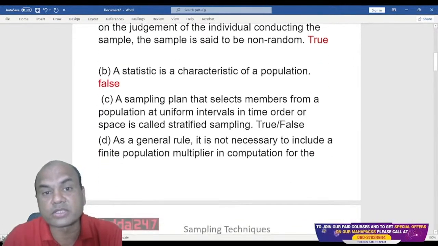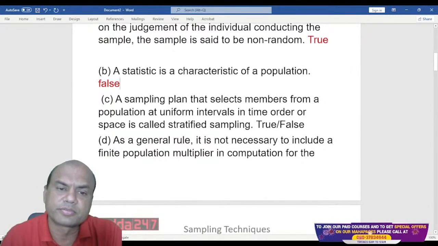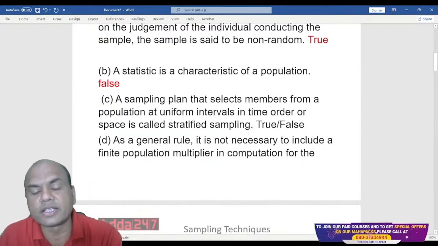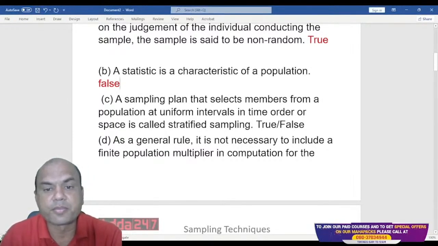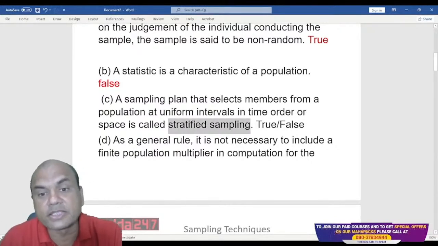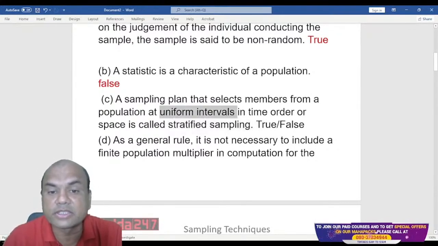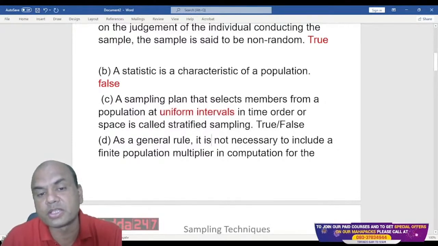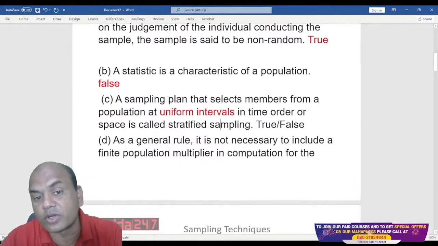See, such questions are asked to you in the exam and you need to be very clear in your mind about it. A sampling plan that selects members from a population at uniform intervals in time order or space is called stratified sampling. The important words here are uniform intervals. So the sampling plan which selects the members at uniform intervals is called stratified sampling.